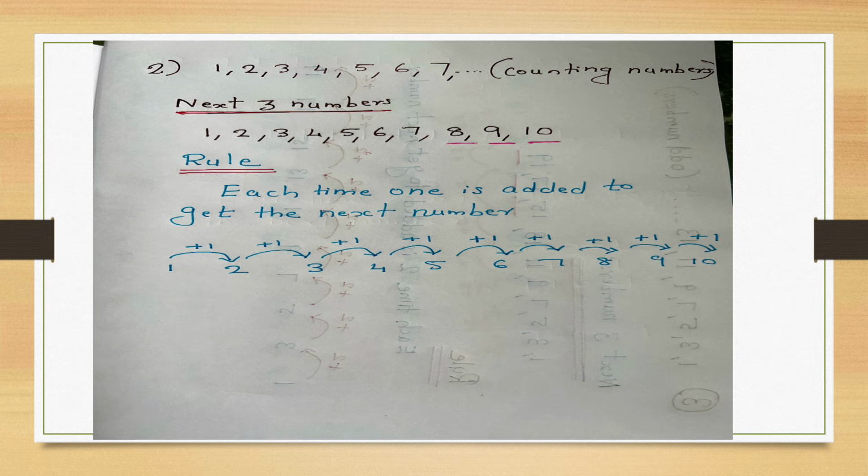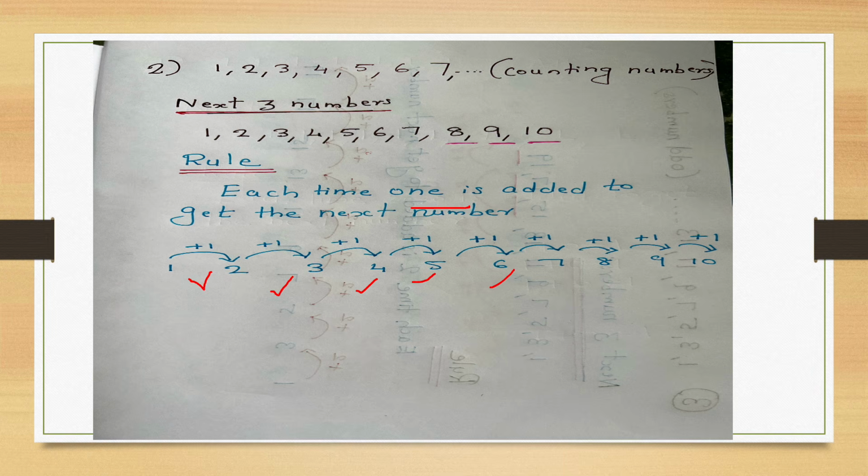The next sequence: 1, 2, 3, 4, 5, 6, 7, etc. They are counting numbers. What's the rule here? Each time 1 is added to get the next number. See, the first number is 1. So, 1 plus 1 is equal to 2. Then again, 1 is added. 2 plus 1 is equal to 3. Then 3 plus 1, 4. 4 plus 1, 5. 5 plus 1, 6.